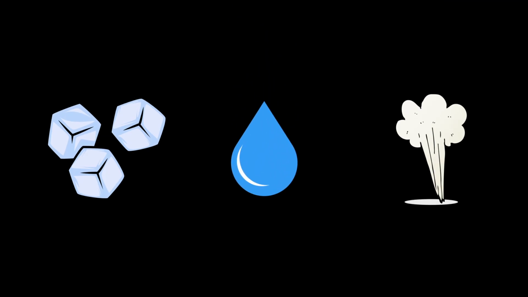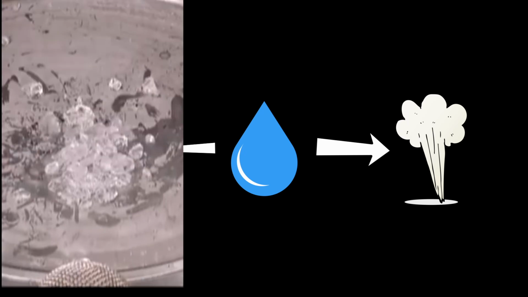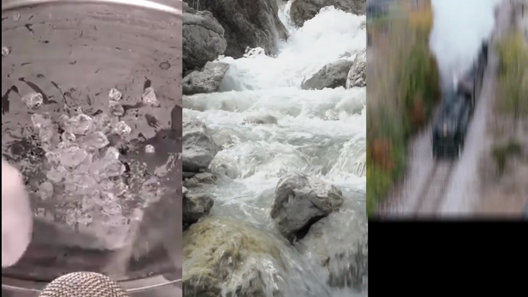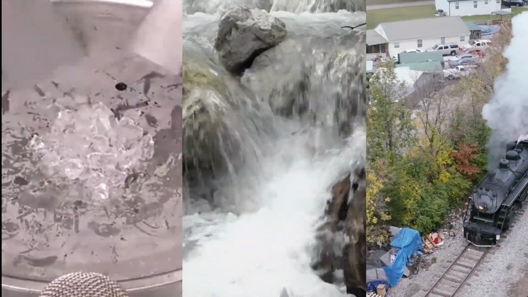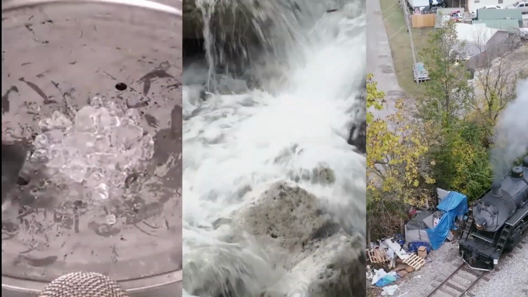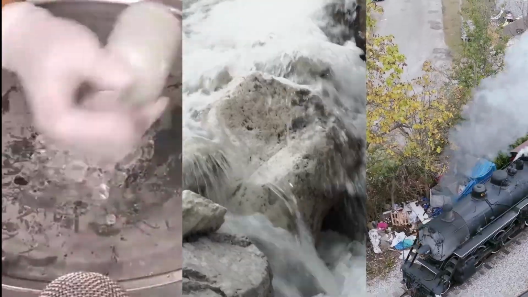Have you ever noticed that ice, water, and steam are all the exact same thing, just water, and yet they look and behave completely differently? Ice is hard, water flows, and steam disappears into the air entirely. So what's actually different between them? To answer that, we need to look a lot closer than we normally would.